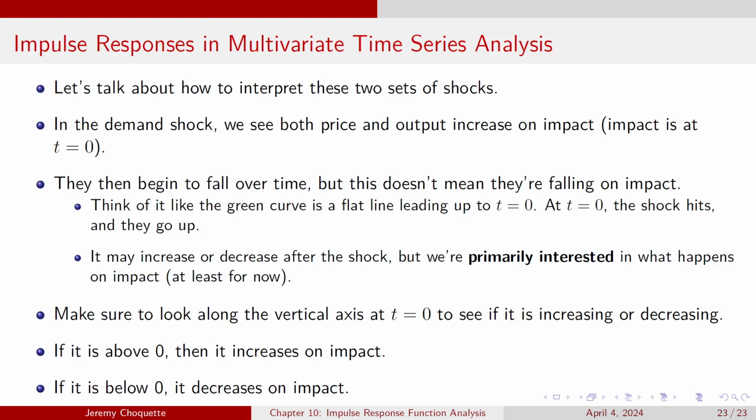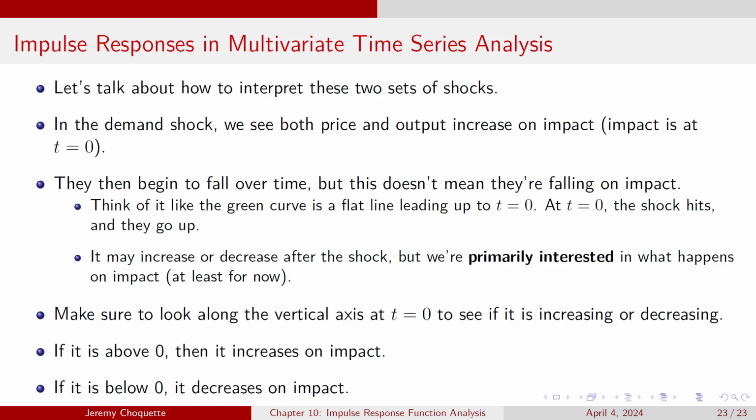They begin to fall over time, yes, but it doesn't mean that they're falling on impact. I'm asking about what happens during impact. So the green curve is like that flat line leading up to T equals zero. And at T equals zero, the shock hits and they go up. Now, it can increase or decrease after the shock, but I'm primarily interested in what happens on impact. So make sure that you look along that vertical axis at T equals zero to see if it's going up or down. If it's above zero, it's increasing on impact. If it's below zero, it's decreasing on impact.